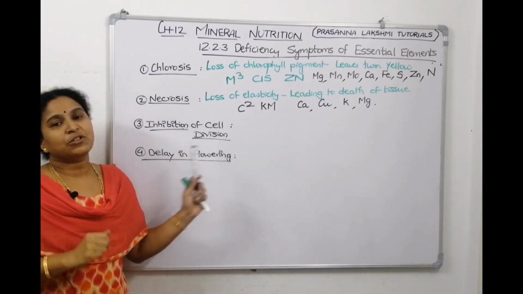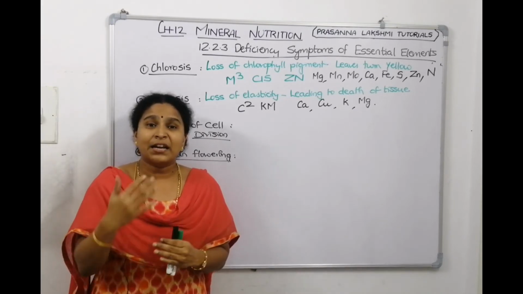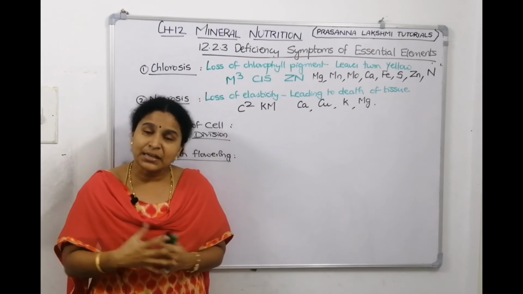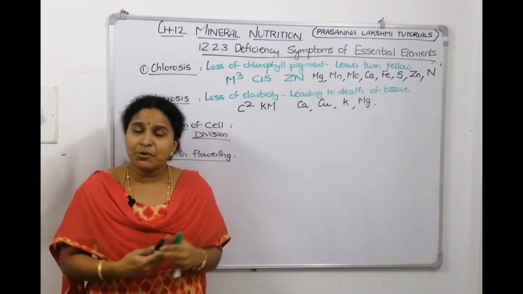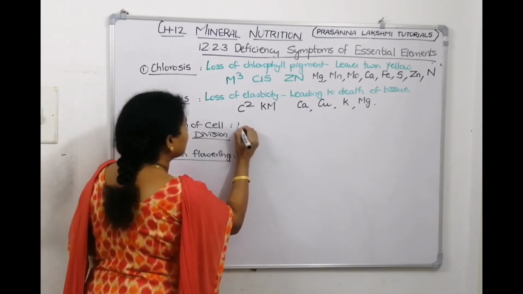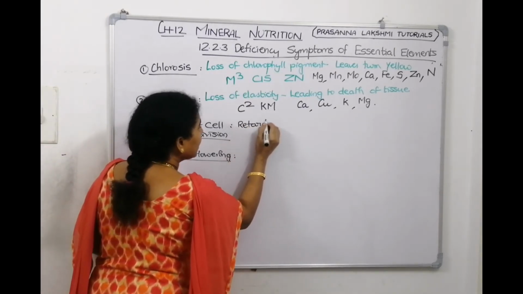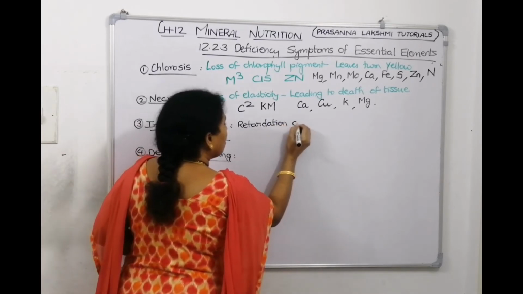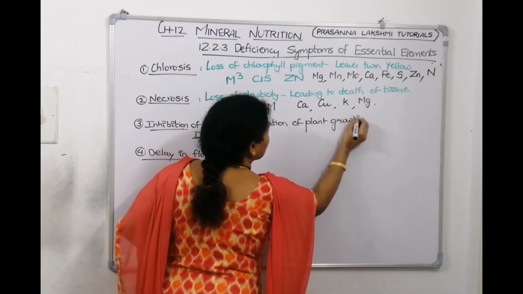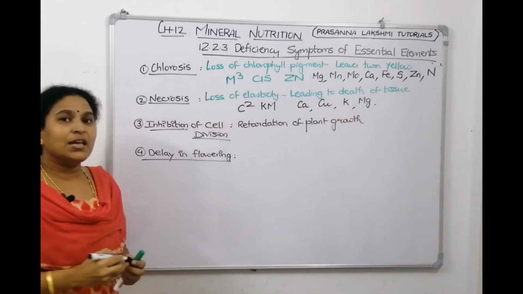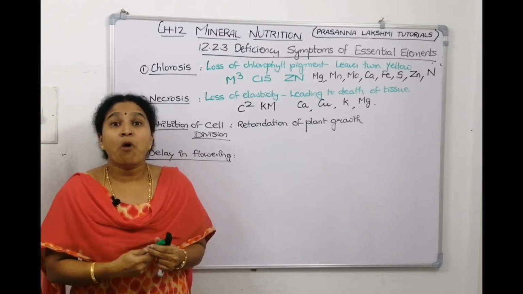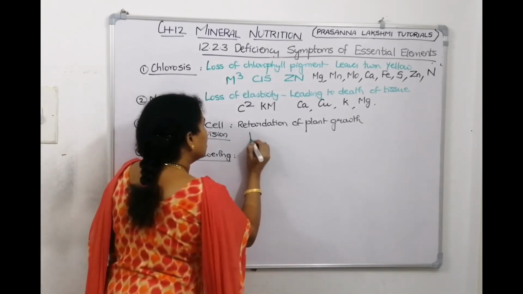The third one is inhibition of cell division. If cells divide, then only the plant can grow. If cell division is stopped, plant growth is retarded. So what is inhibition of cell division? Retardation of plant growth. Now, which elements' deficiency will cause inhibition of plant growth? Again, I made a code. It is MONKS. What is the code?